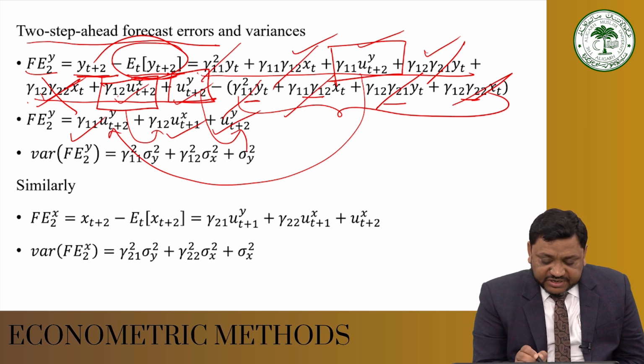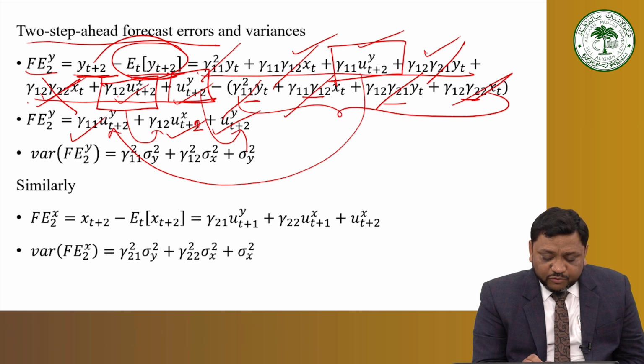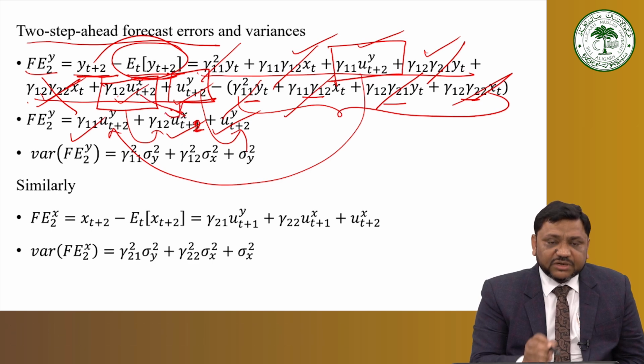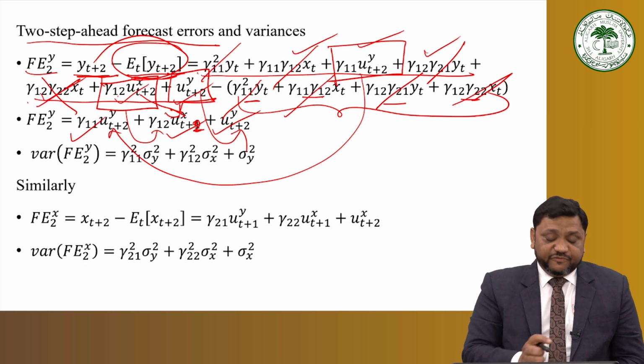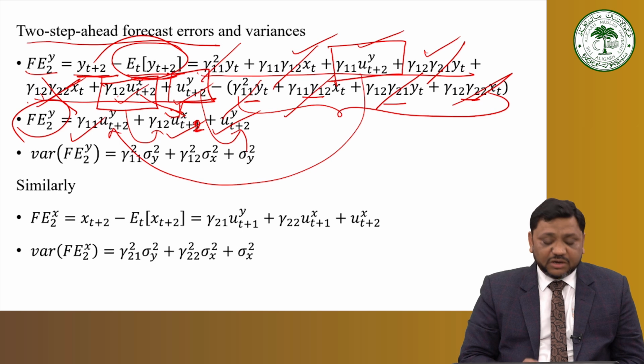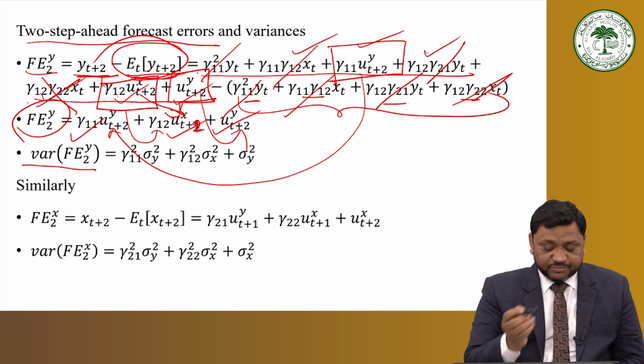There is a small mistake, please correct it. This will be 2, not 1 over here. This and this term are the same, so there is a typo over here, so it will be 2. Now from this error we can find the variance, square it.